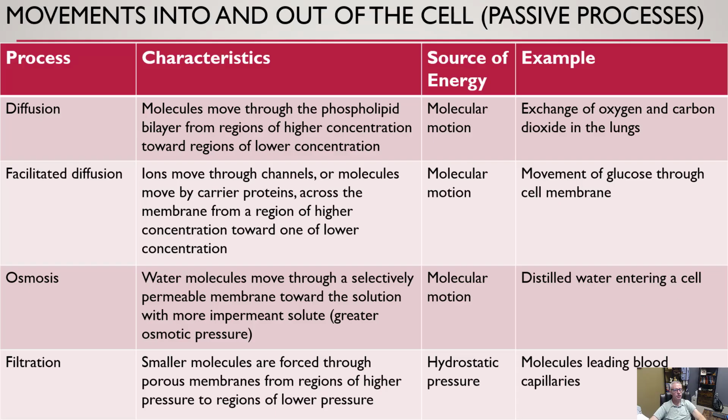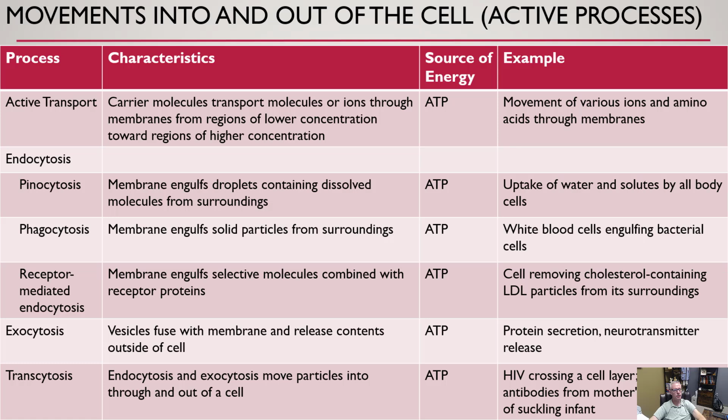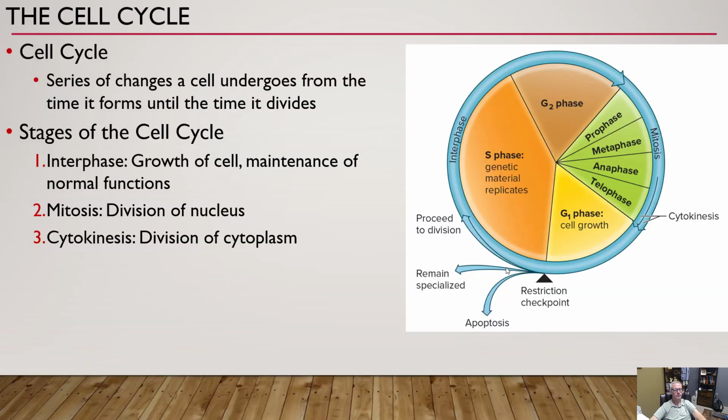All right, so this is just a summary slide of diffusion, facilitated diffusion, osmosis, filtration, the different types of active transport, endocytosis. We have the three types: pinocytosis, phagocytosis, receptor-mediated endocytosis, exocytosis, and transcytosis.